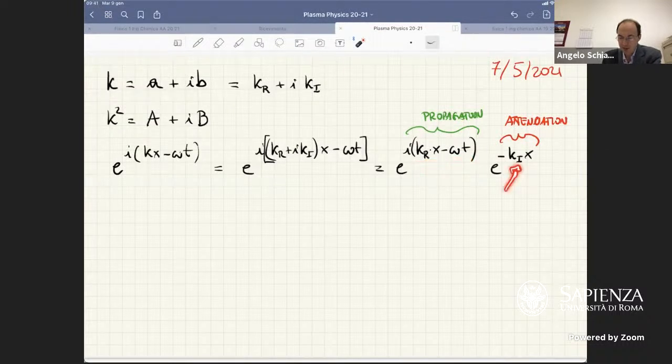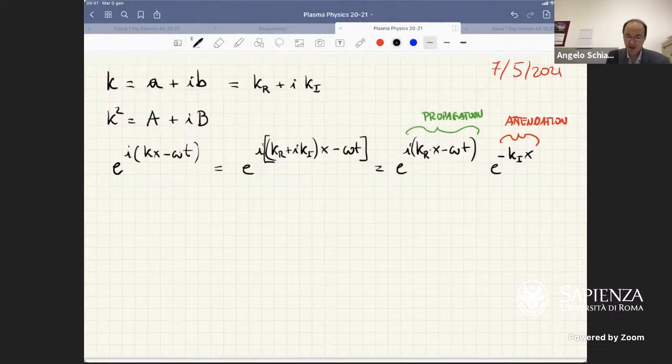Whereas the other becomes a decreasing exponential if ki is a positive number. This expresses the fact that as the wave propagates along the x direction, which is the direction of the wave, the intensity of the wave, for instance the electric field, the velocity, the amplitude of oscillation of the electron, the density current, or everything that is connected to the wave propagation, is exponentially going down and being damped, or let's say absorbed or attenuated in the plasma.